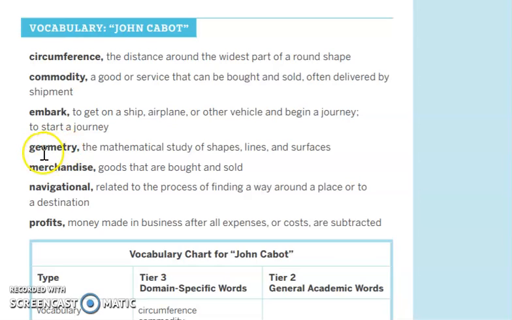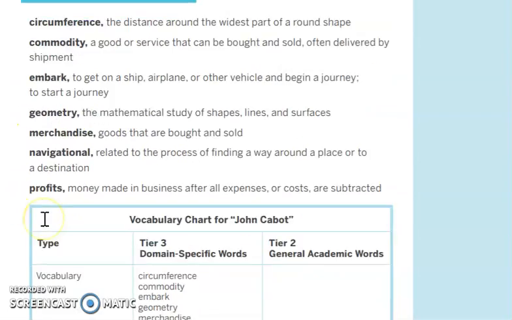We have the word geometry. It's a mathematical study of shapes, lines, and surfaces. We have the word merchandise. Those are goods that are bought and sold. The word navigational is related to the process of finding a new way around a place or a destination. And our last word is profit. So money made in businesses after all expenses costs are subtracted.